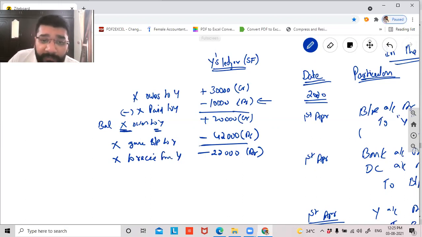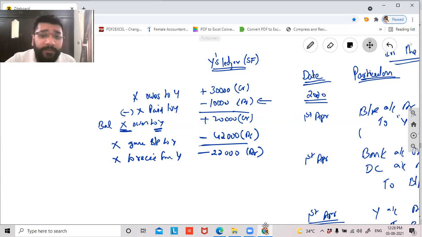X was supposed to give to Y only 20. Had he given 20, it would have been enough. But instead of 20, he gave 42,000 worth of bills payable. So now we have to recover 22,000 rupees from Y. So X to receive or recover from Y 22,000 rupees, debit balance. Okay, not okay? Yes, sir. Everybody, I want an answer from everybody.